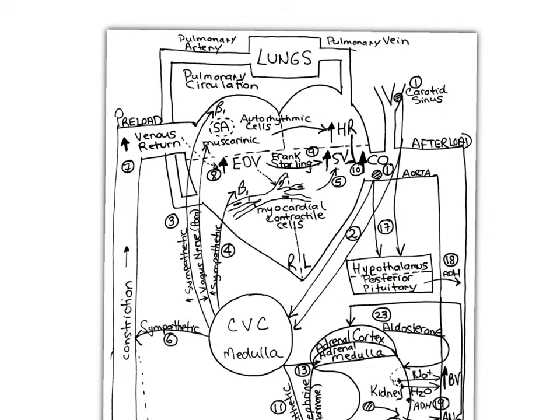In summary, in order to increase blood pressure, we want to increase the cardiac output. We can do this by increasing heart rate and or increasing stroke volume. We can increase heart rate by affecting the autorhythmic cells, and we can increase stroke volume by affecting the myocardial contractile cells. So these are the effectors and the response.